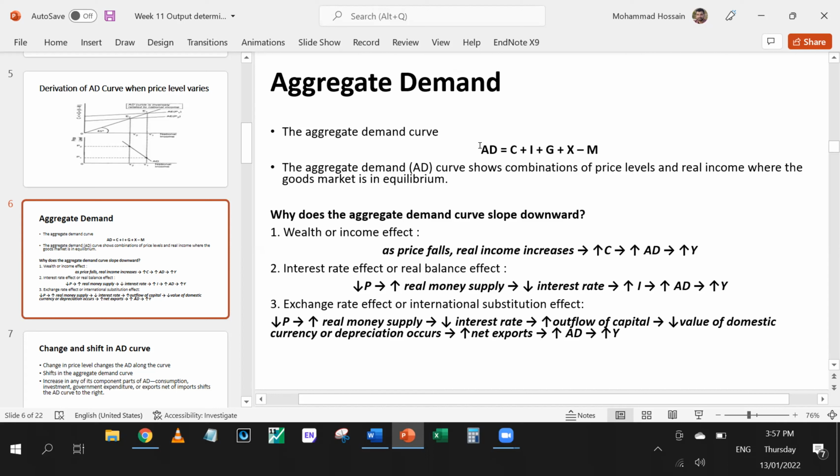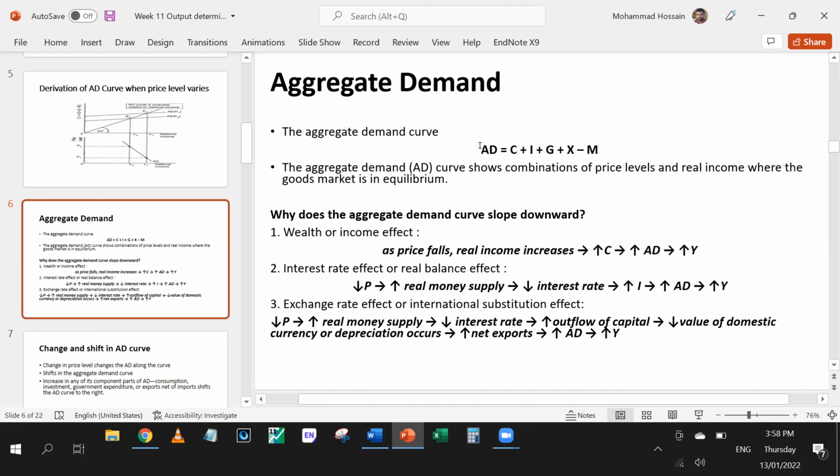When the interest rate drops, investment will be high because business people will be investing more. As a result, our aggregate demand will increase and the national income will increase too. Now, what is the relationship between interest rate and the price?